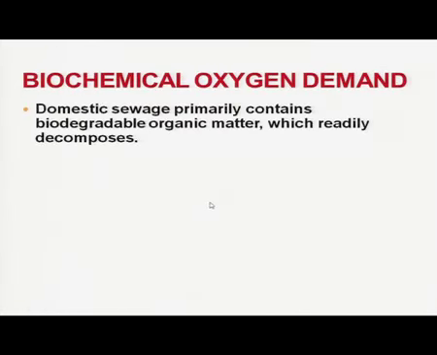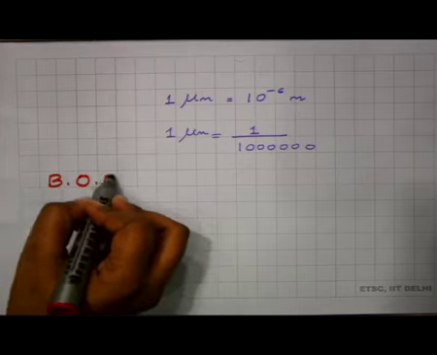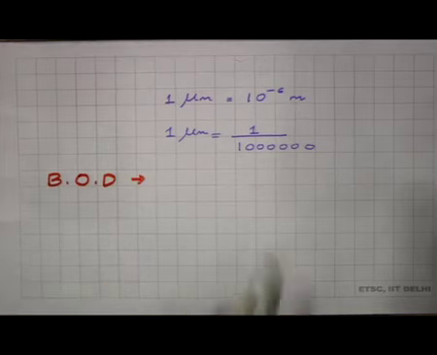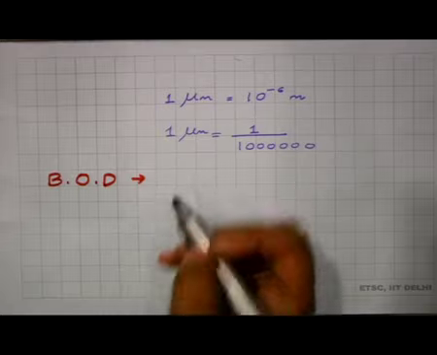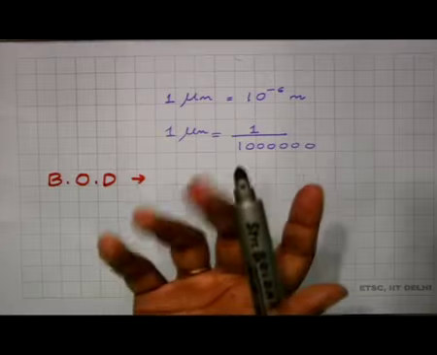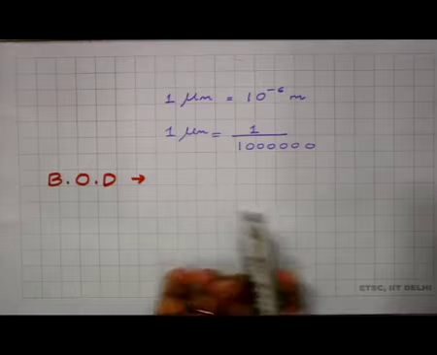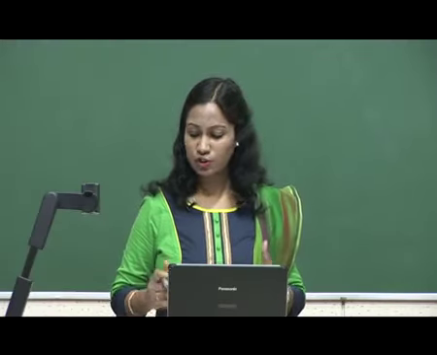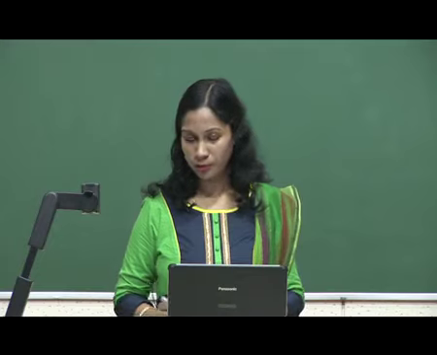Now, moving on to some important concepts relating to water pollution. Biochemical oxygen demand. What is the meaning of biochemical oxygen demand? Biochemical oxygen demand is also referred to as BOD. So, BOD is the amount of oxygen which is required by microorganisms or the decomposers to decompose the organic matter which is present in 1 liter of water. So, you should remember how to define BOD.